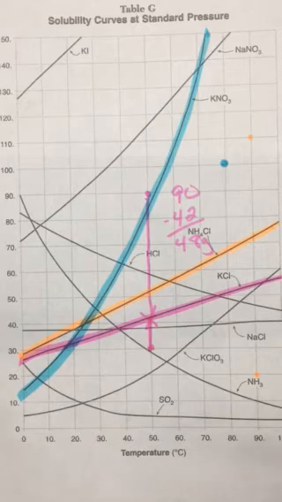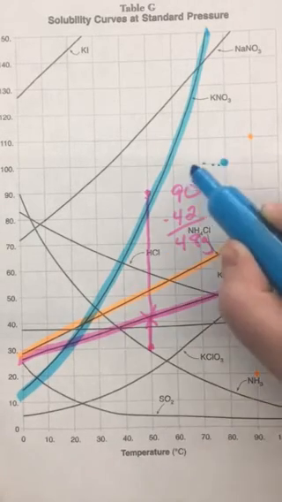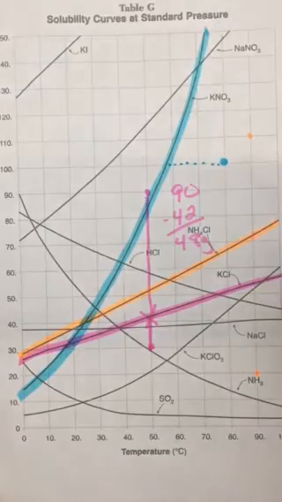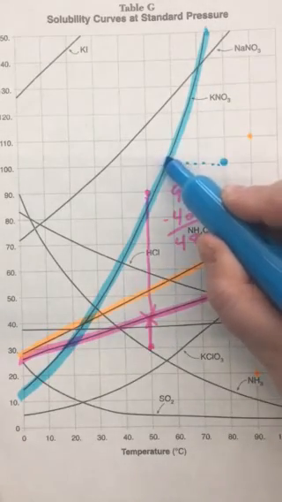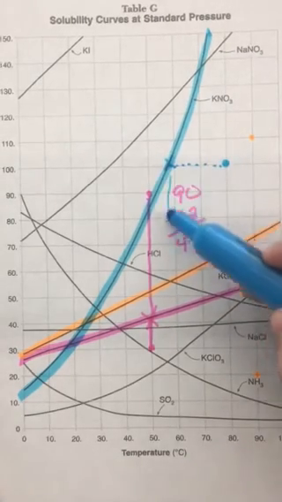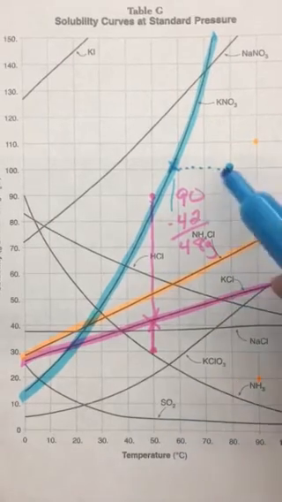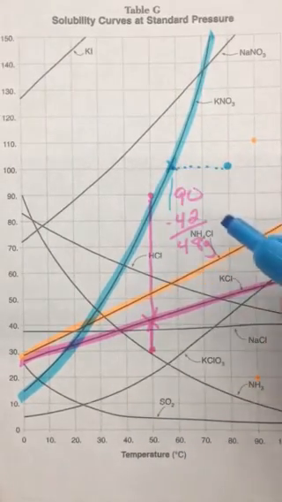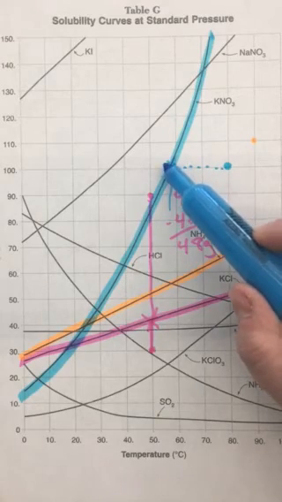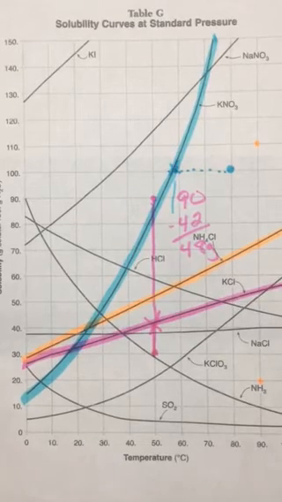As I cool it down, at what temperature does solid start to precipitate out? Well, as I cool it down, that stuff is going to stay dissolved as long as it can. So it's going to stay dissolved until it crosses this line. So at this temperature, which is about maybe 59 degrees Celsius, is when I've cooled it down enough that I have a saturated solution. If I cool it down any more, solid particles are going to precipitate out because the stuff can't stay dissolved at that point.